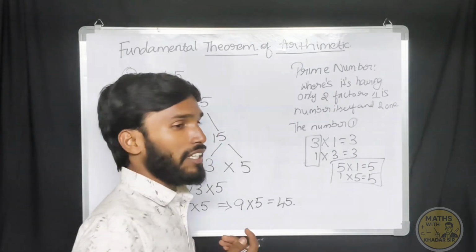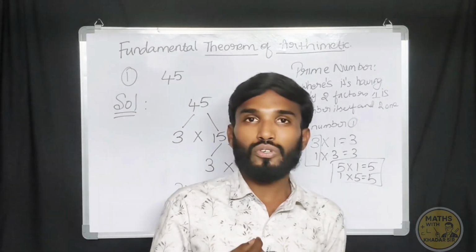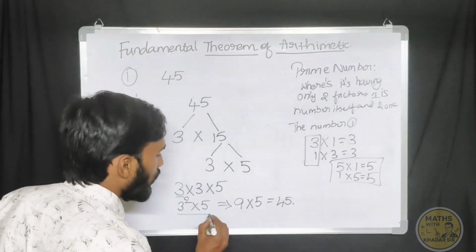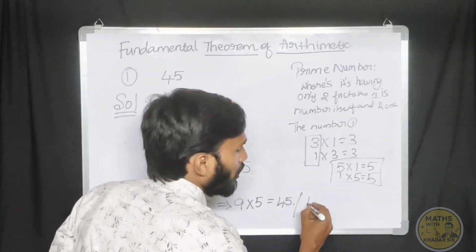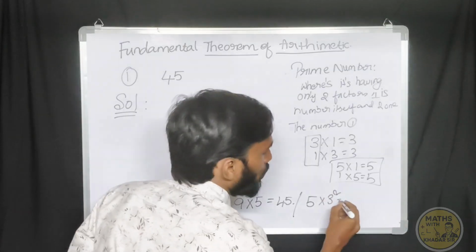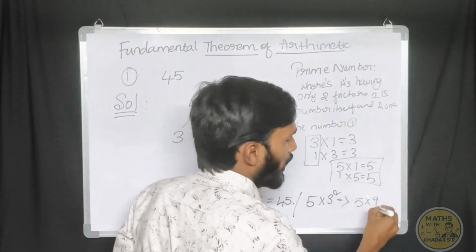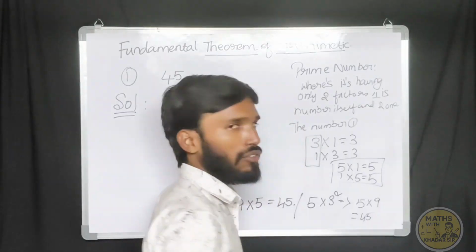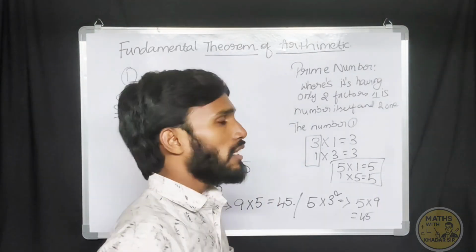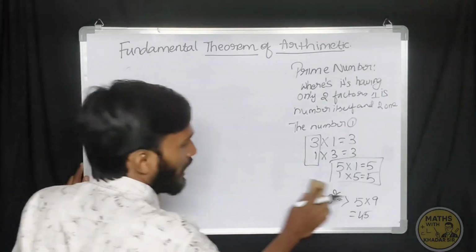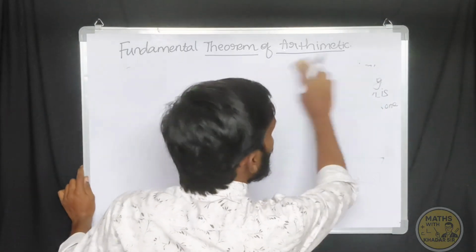Now next, there is a uniqueness about this theorem also. What is that uniqueness of this theorem? If you write this as 3 square into 5 or 5 into 3 square, both are the same. See here, you know that 3 square is equal to 9, 5 into 9 is 45, same. That is what the fundamental theorem of arithmetic tells us about.